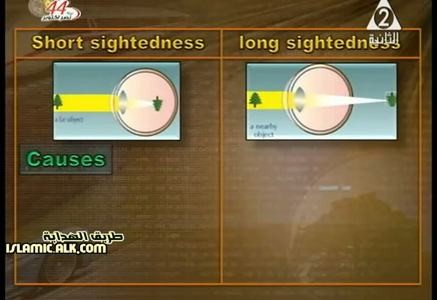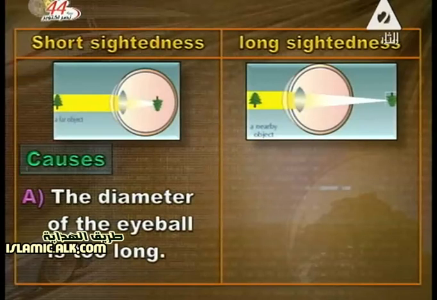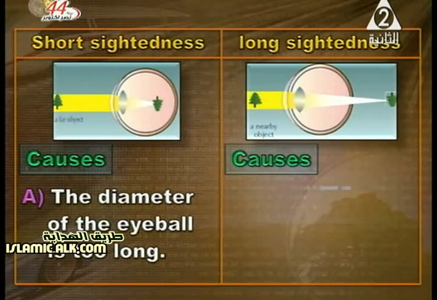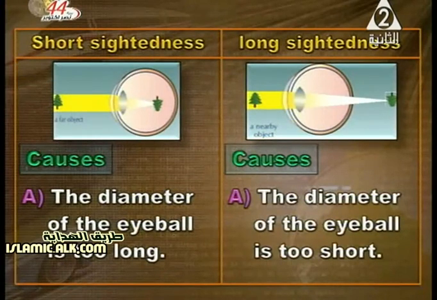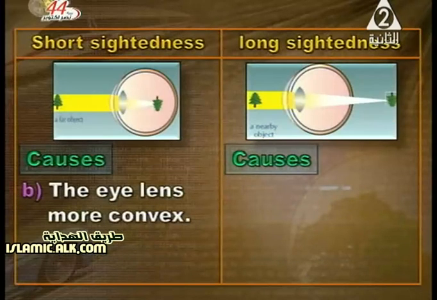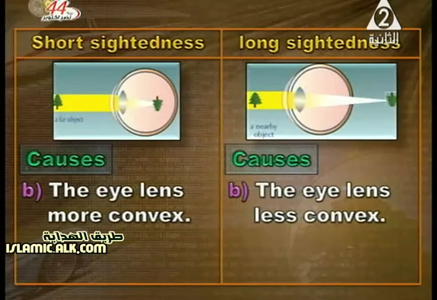Causes of short-sightedness: the diameter of the eyeball is too long. The causes of long-sightedness: the diameter of the eyeball is too short. The second cause, in short-sightedness, is that the eye lens is more convex. And the second cause of long-sightedness is that the eye lens is less convex. This helps in the formation of the image in front of the retina in case of short-sightedness and the formation of the image after the retina in case of long-sightedness.